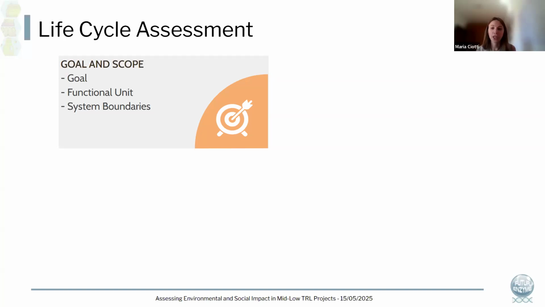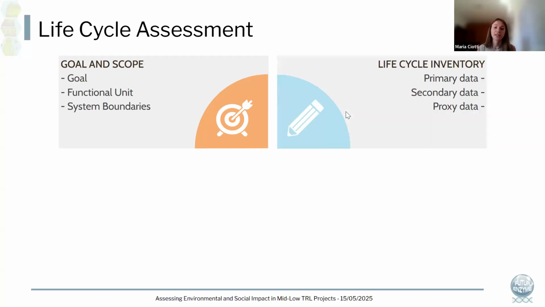Once the goal and scope are set, we can go to the second stage of life cycle assessment. There is the life cycle inventory. In this stage, we collect all the data that refer to our product, and that basically lead us to the final measurements, so our functional unit.